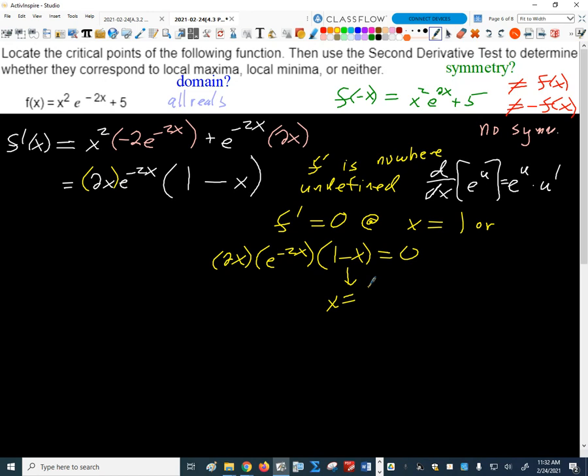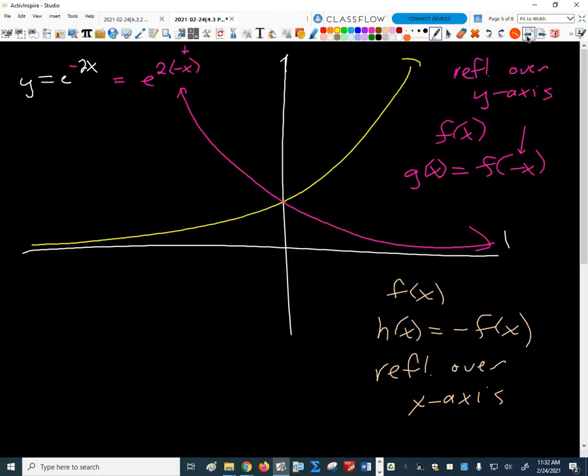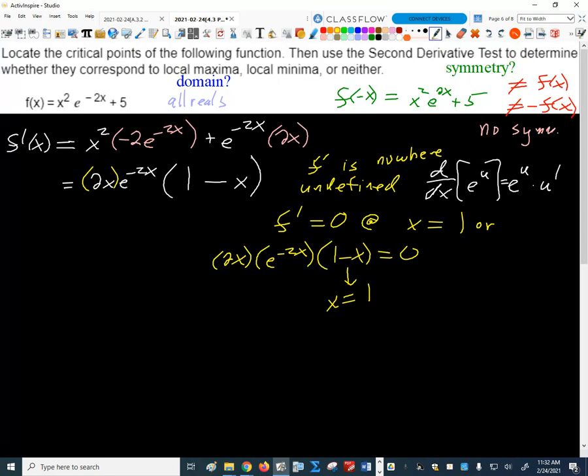Any others? Well, we know this one never equals 0, does it? If we look back at the previous page, this e to the negative 2x is asymptotic. It never gets down to 0. So that one never gives us a 0. But when does 2x equal 0? When x equals what? Okay, you said 0, right? Yeah, good. So we're getting 2 results here. Either x equals 1 or x equals 0. Okay? All right, so let's move on.